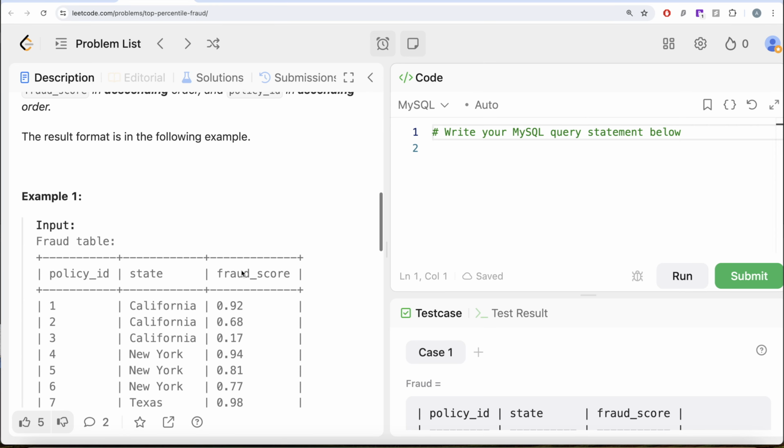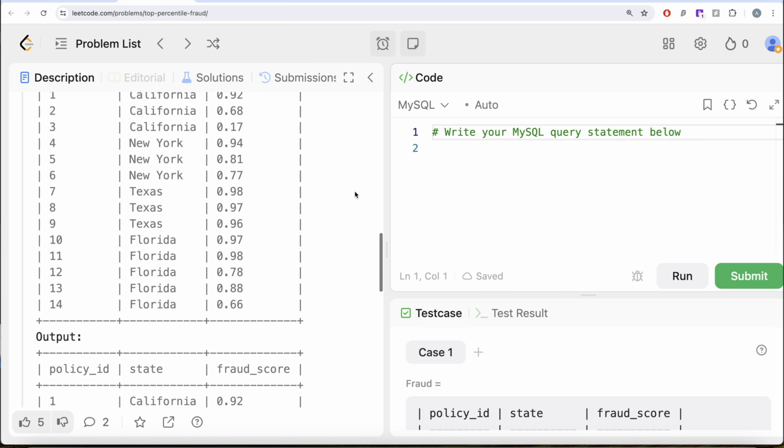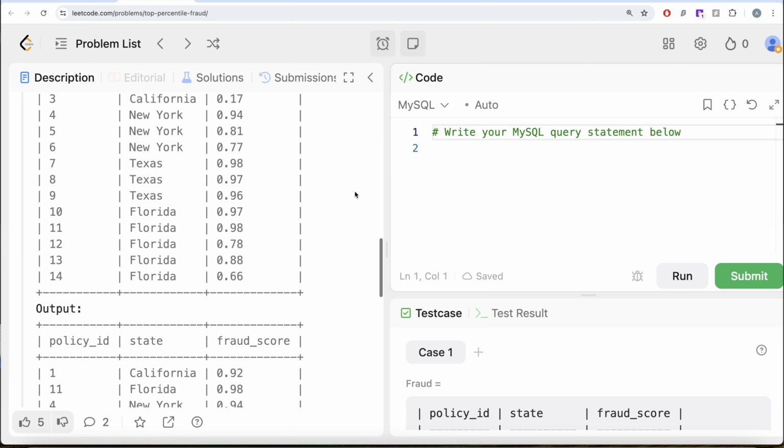Okay, let's go through this example. Here we have various policy IDs, their states and fraud scores. If we look at California, the highest score is 0.92 for policy ID 1, then 0.68 and 0.17. If you do a percentile rank for the state of California, this is assigned rank 0, this is assigned rank 0.5 and this is assigned rank 1. And if you keep only those rows where the rank is less than or equal to 0.05, it is going to keep only policy ID 1 for California, and that is what you have in your output. Similarly, you can do that for other states as well.